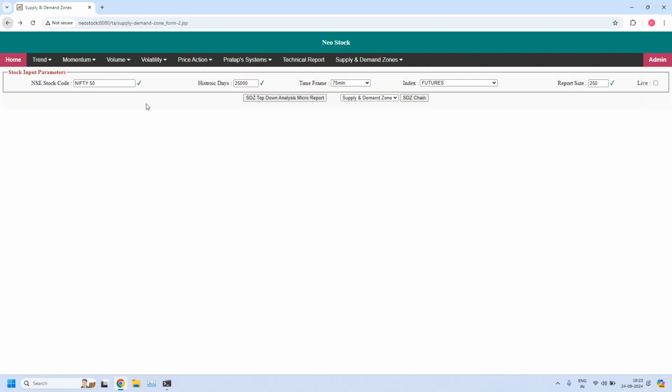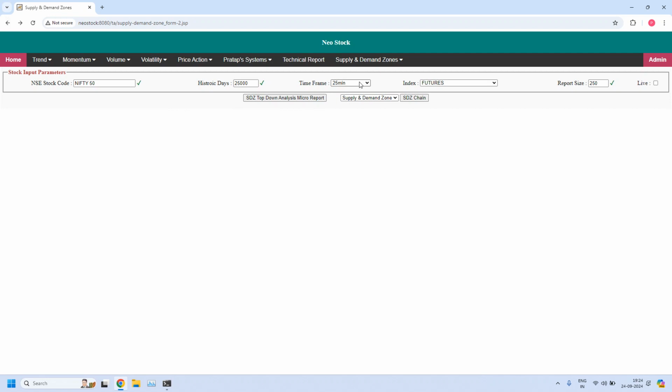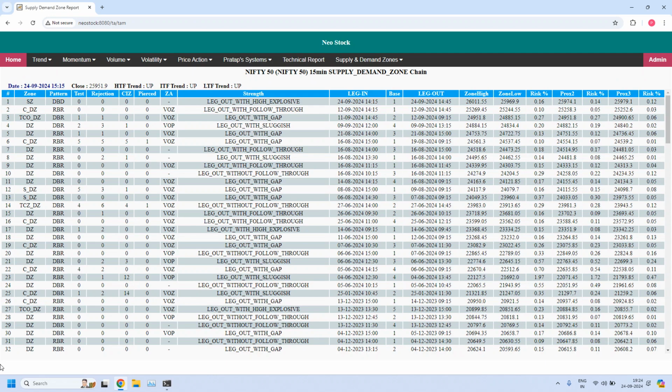Next time frame is 25 minutes. I am generating 25 minutes supply demand zone chain for NIFTY. Next time frame is 15 minutes. I am generating 15 minutes supply demand zone chain for NIFTY.